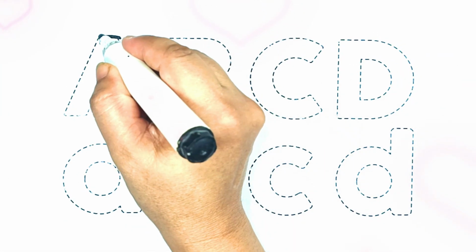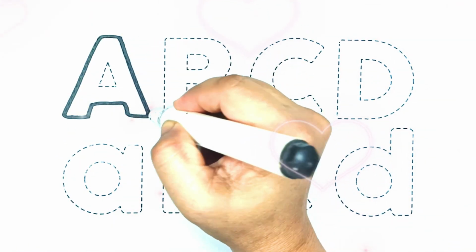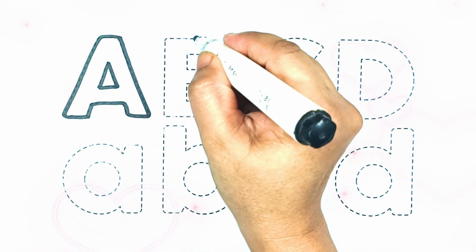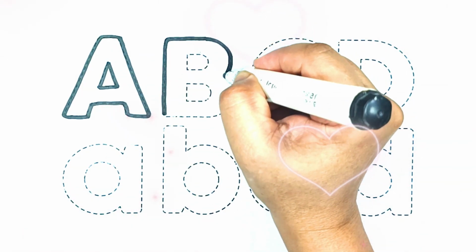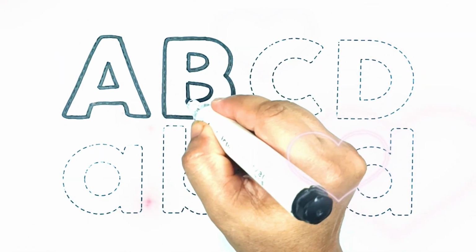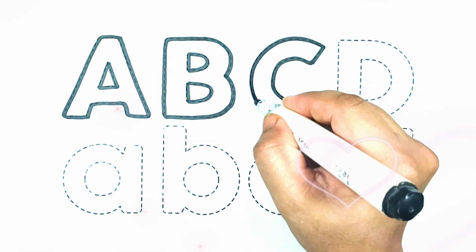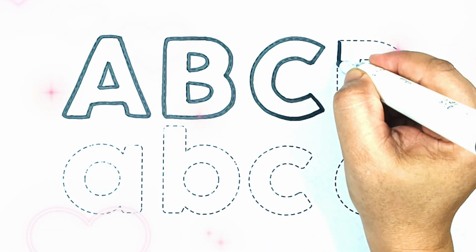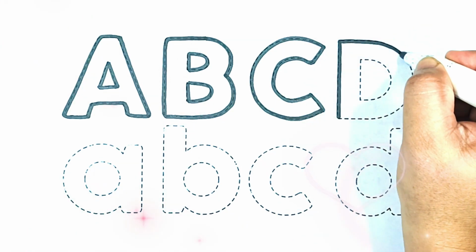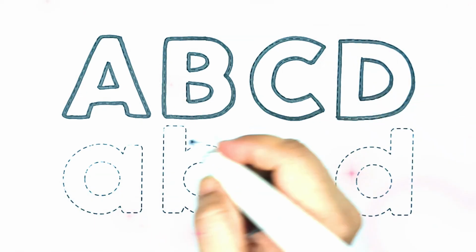Today, we learn the alphabet letter. Let's trace and paint them together. Uppercase A, uppercase B, uppercase C, uppercase D.